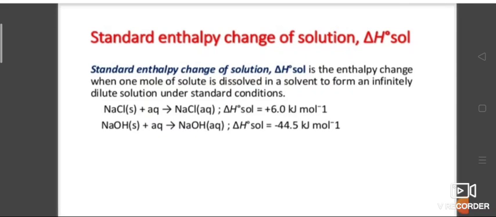Hydrochloric acid gas is there. If it is dissolved in water, we will get hydrochloric acid solution. During that time, minus 74.8 kilojoules of heat is evolved. So that is the enthalpy change of dilution. Sodium chloride solid, when we dissolve it in water, changes into aqueous form. During that time, 6.0 kilojoules per mole of heat is absorbed. So this is the way we can mention the standard enthalpy change of dilution.